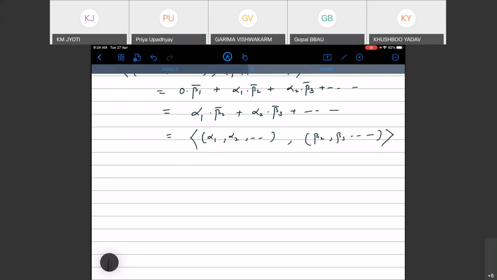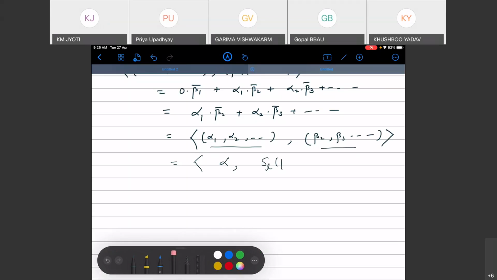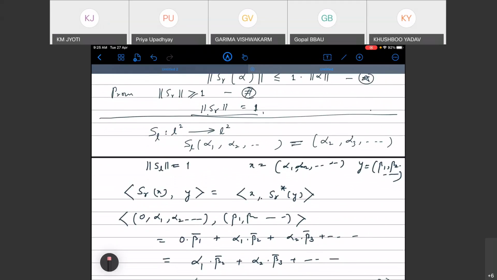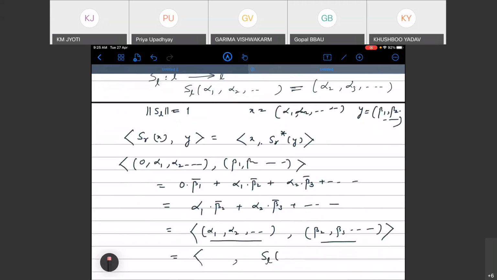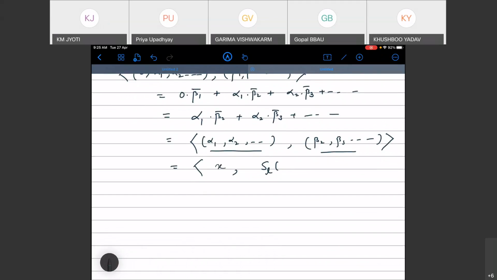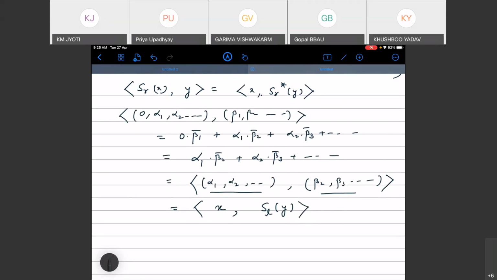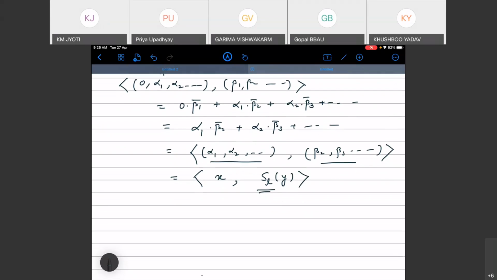By definition, this is SL. Sorry, this was X, this was Y. X was alpha 1, alpha 2, alpha n and so on. Y is beta 1, beta 2, beta n. So this is X, this is SLY. Correct? So this means this SR star is nothing but SL. Okay, and similarly SL star is SR.